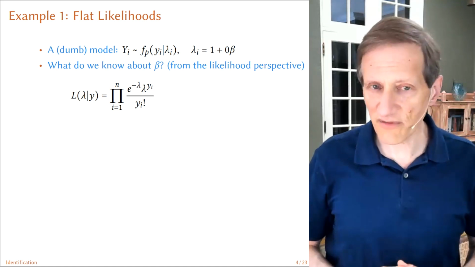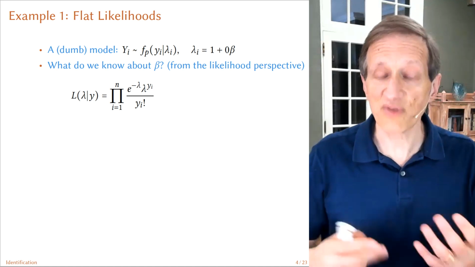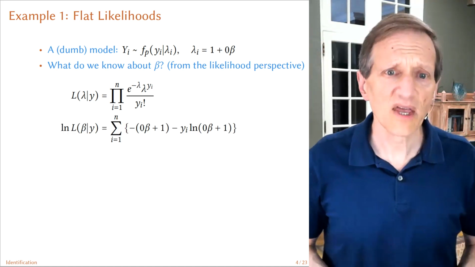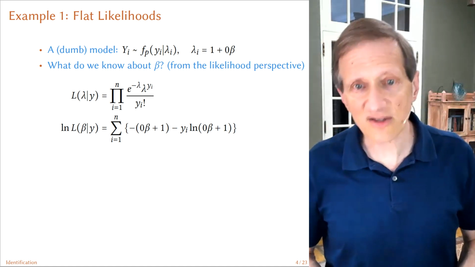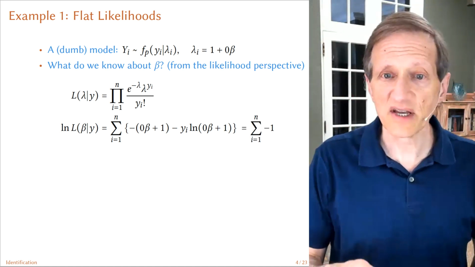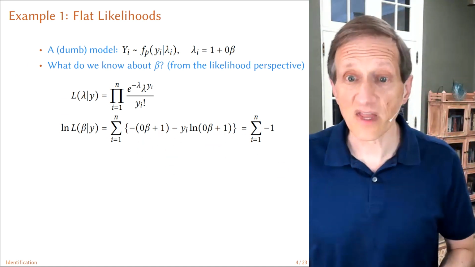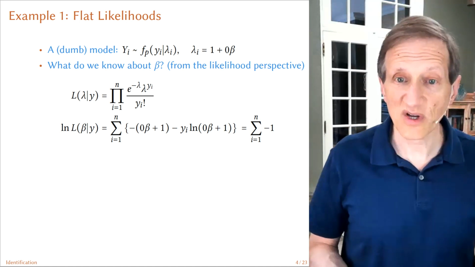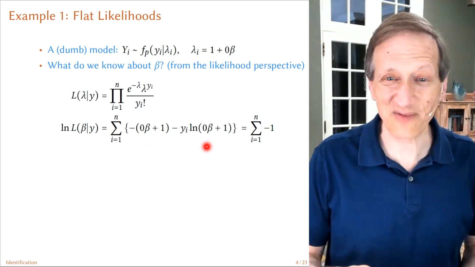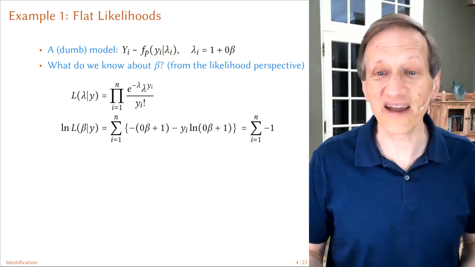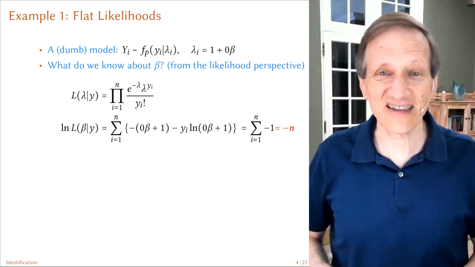So here's the likelihood function, product of i equals 1 to n of the probability distribution, which is Poisson. The log of the likelihood function is the sum of the logs. I've substituted in the systematic component here. That's what these two pieces are. The whole thing simplifies, right? Because 0 times beta is actually 0, so that drops out. Then the whole thing is equal to the sum of -1, which is equal to minus n. So the log likelihood function is equal to minus n.